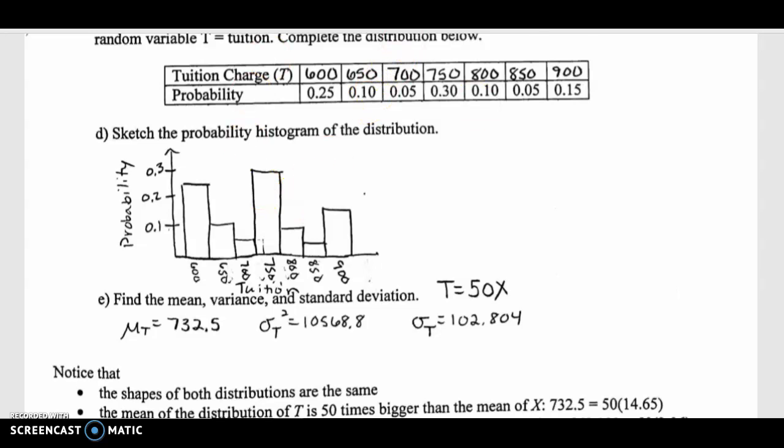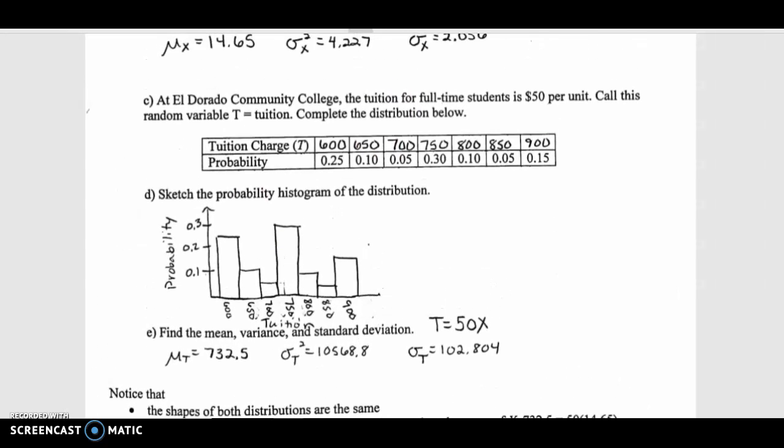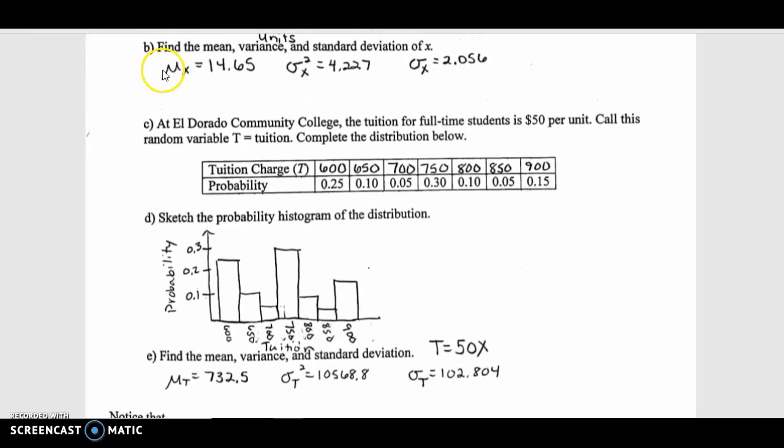So in part B, I can zoom out so you see them both. The old mean was 14.65. Well, 14.65 times 50 is my new mean. So multiplying by a constant multiplies the mean by that same constant. And if I look at my standard deviation, my standard deviation was 2.056. If I multiply that by 50, guess what? That's 102.804. So again, multiplying a distribution by a constant is going to multiply that distribution's standard deviation by the same thing.